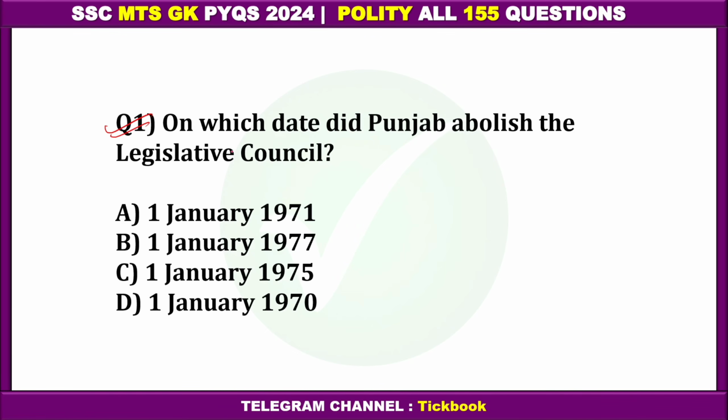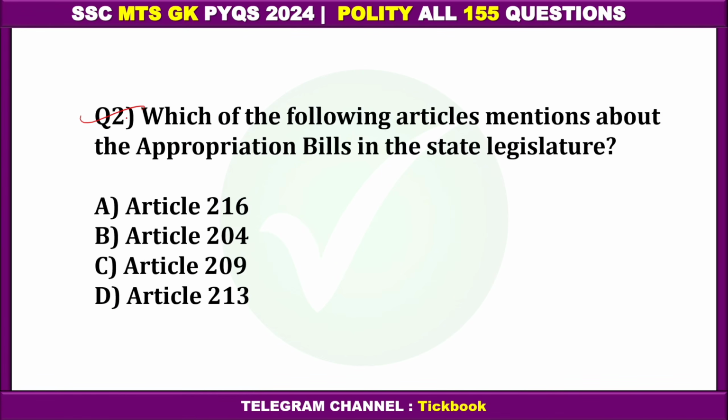So the question number 1, on which date did Punjab abolish the Legislative Council? Option number D, 1st January 1970. Question number 2, which of the following articles mentions about the appropriation bills in the state legislature? Option number B, Article 204.